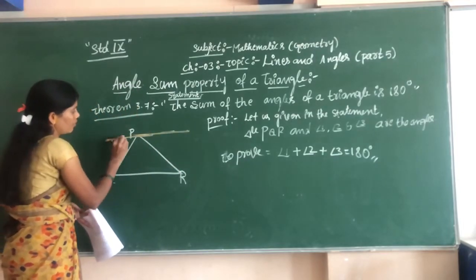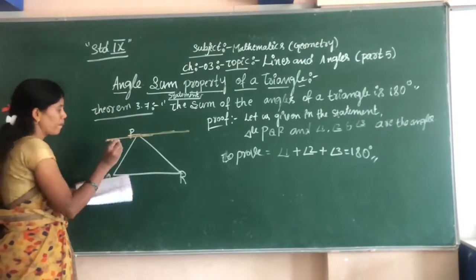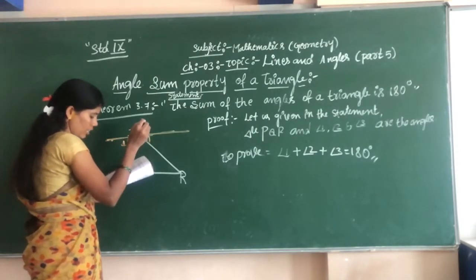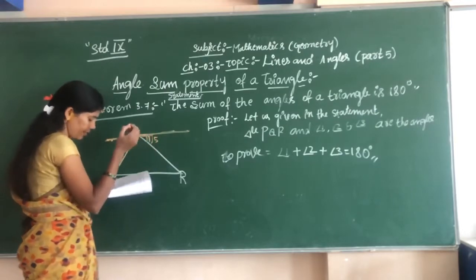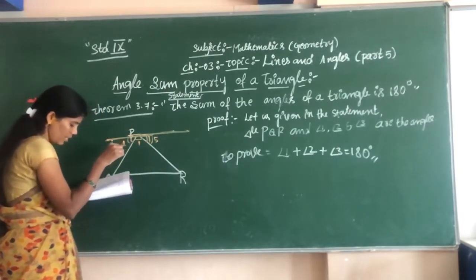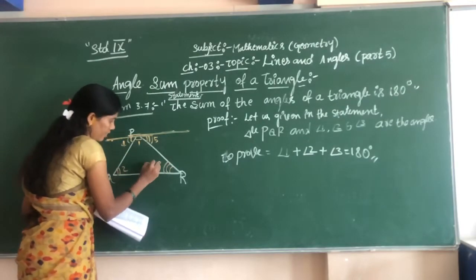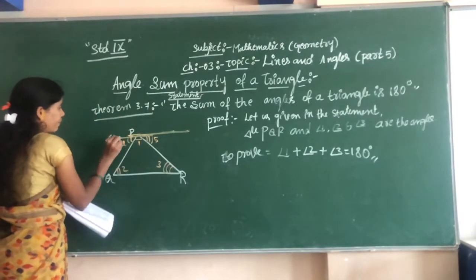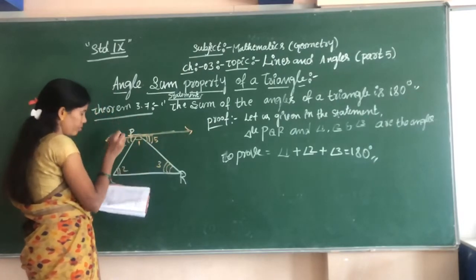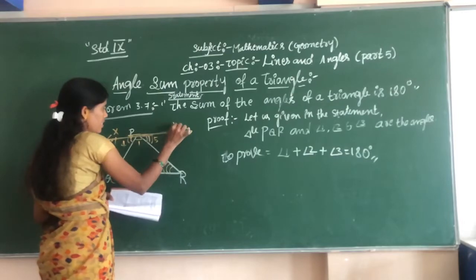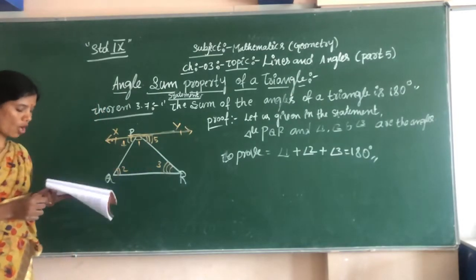You should write on a straight line. This is angle 4. This is angle 5. This is angle 1. This is angle 2. This is angle 3. X, P, this is Y.